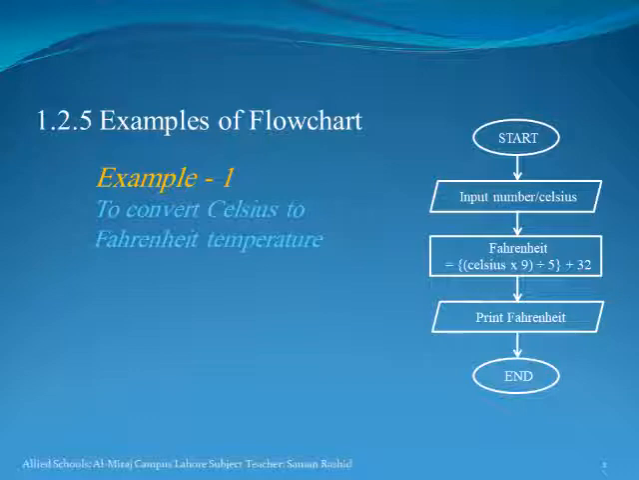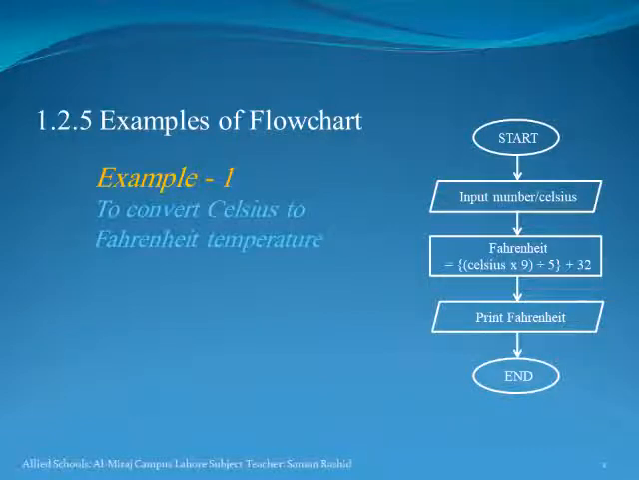Example of flowchart. In this example, a task is given to draw a flowchart to convert Celsius into Fahrenheit. First, we shall draw a start symbol, like an oval shape, to start the flowchart. After that, we require input data for Celsius. For that, we draw an input symbol as a parallelogram.